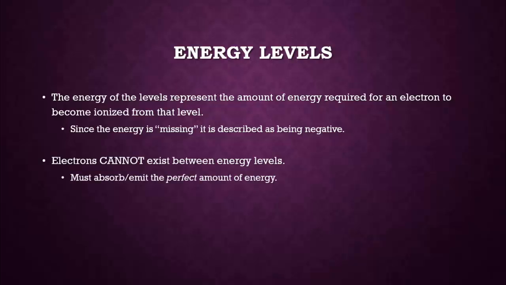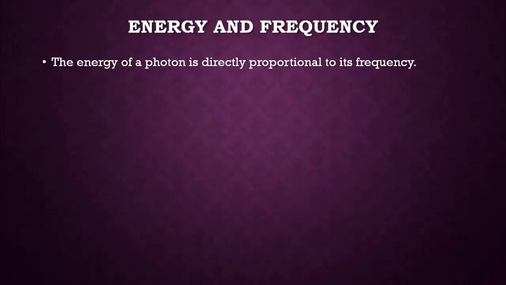This means that when an electron makes a transition, it must absorb or emit the perfect amount of energy. The energy of the photon involved in the transition is equal to the absolute value of the difference between the energy levels. The energy of a photon is directly proportional to its frequency. This relationship is apparent in the equation E photon equals hf.